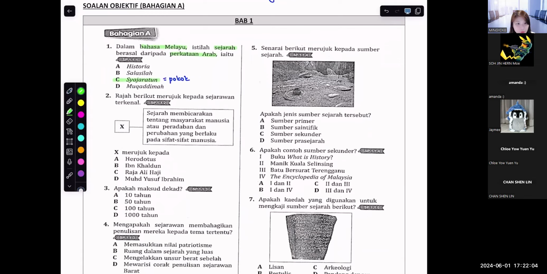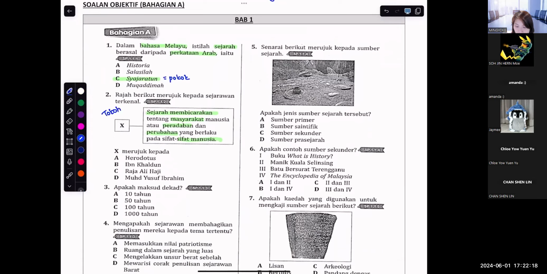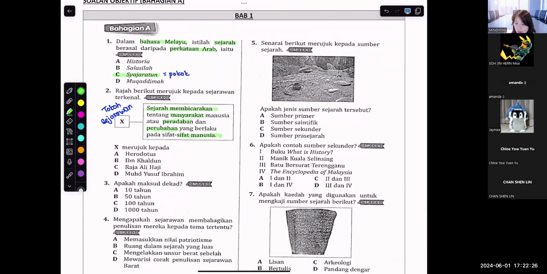Then, after that, when they say that this sejarah talks about our society, our civilization, our changes towards the attitude of the human, these are all the tokoh. This one will mainly be in objective one. The guy called, yes, Ibn Khaldun, boy.